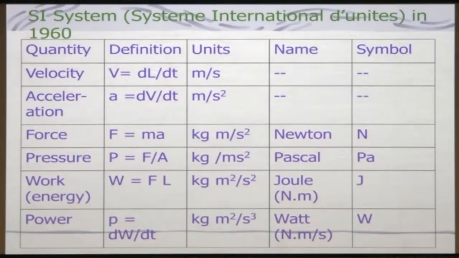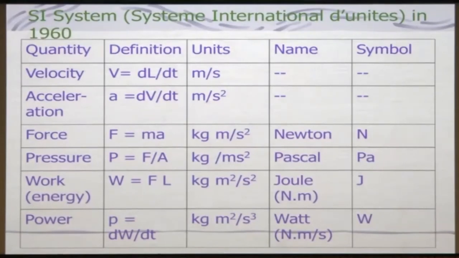Pressure, by definition, is force per unit area, and the unit of stress is the same as that of pressure, because this is the normal stress. It is given the unit Pascal, so we write Pa, P capital, a small. Work or energy is assigned the unit kg meter square per second square, because it is force and length. This is nothing but Newton meter, and this is the joule.